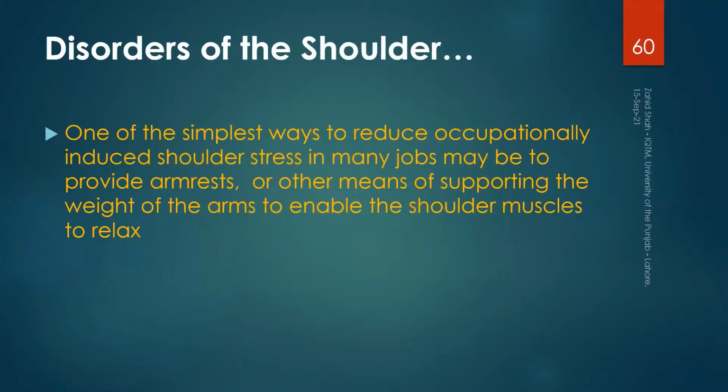One of the simplest ways to reduce occupationally induced shoulder stress in many jobs may be to provide arm rests. That is very, very important. Or other means of supporting the weight of the arms. If we can do that, we enable the shoulder muscles to relax, so the risk of shoulder related injuries can reduce.